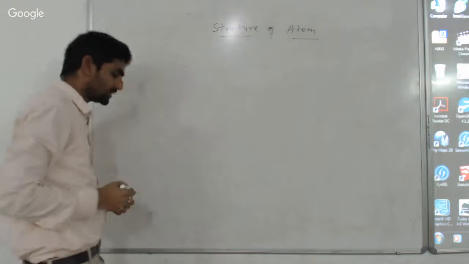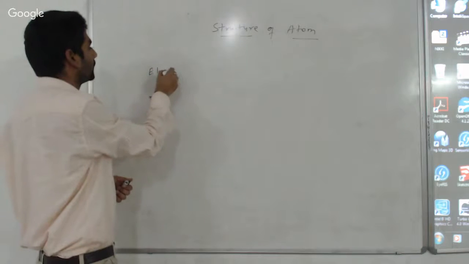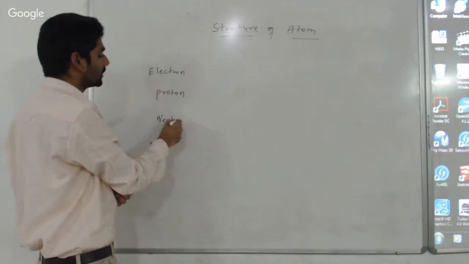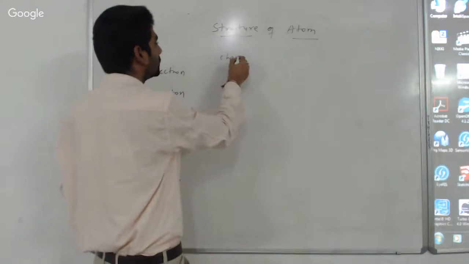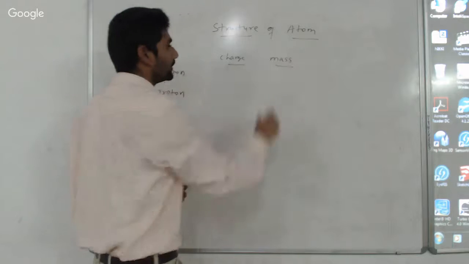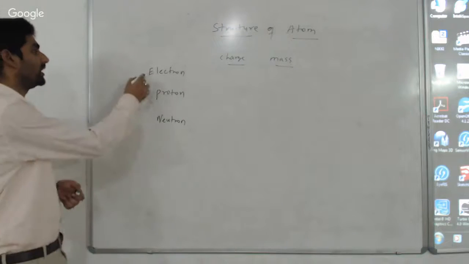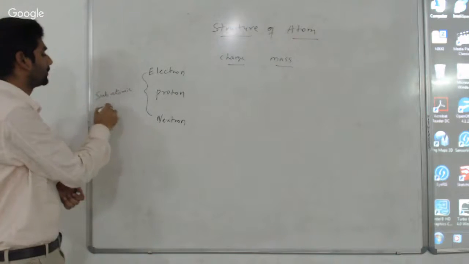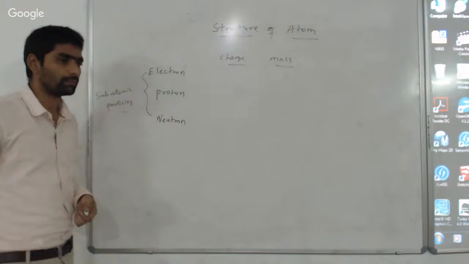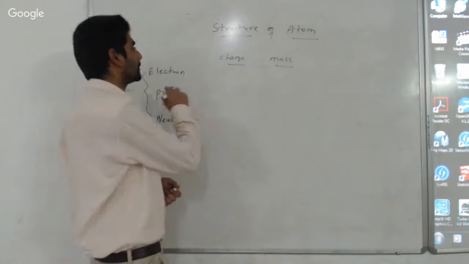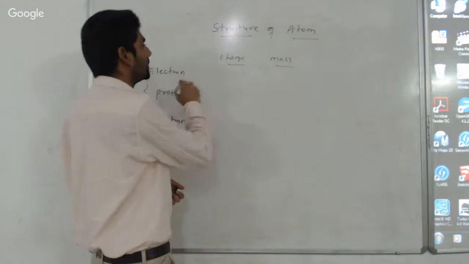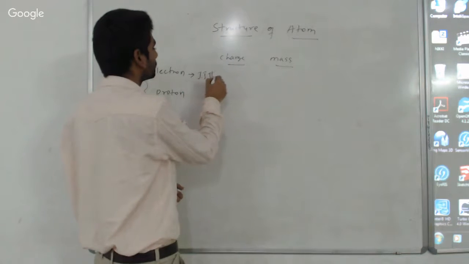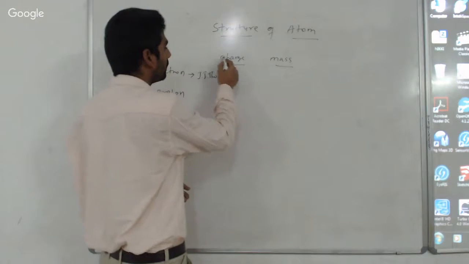Here, we know the charge and mass of the electron, proton, and neutron. These are the subatomic particles, minute particles. Electrons were discovered by J.J. Thomson. Scientist name is J.J. Thomson.